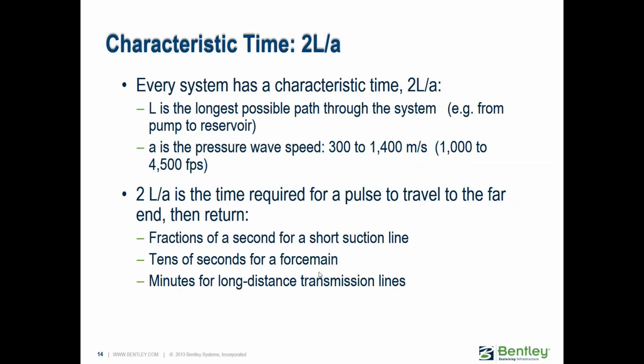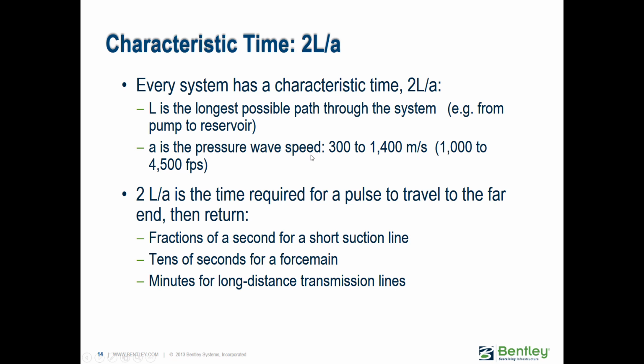So getting back to characteristic time, we talked about how a hydraulic transient, something you would consider analyzing, is an event that occurs faster than your characteristic time. So every system has this characteristic time, and it's a function of the length of the longest possible path from where the transient is occurring down to the end of the system.